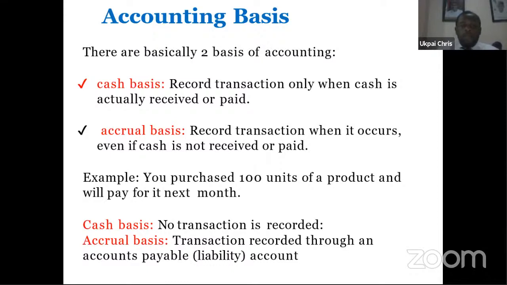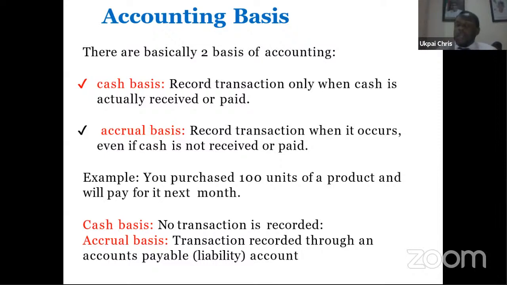For example, you purchase, just the same example I have given, 100 units of a product and you pay for it next month. In cash basis, there's no transaction. You purchase, and because you have not paid, you say no transaction has taken place. In cash basis, no transaction is recorded.